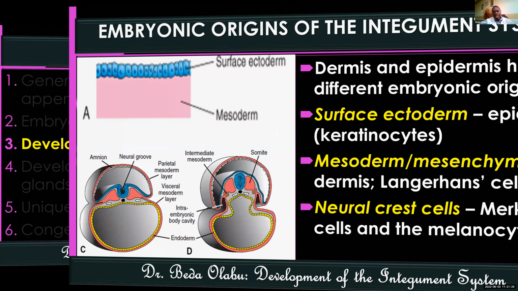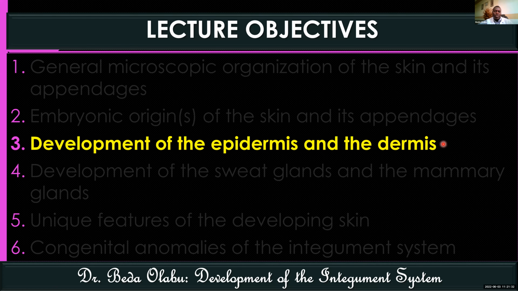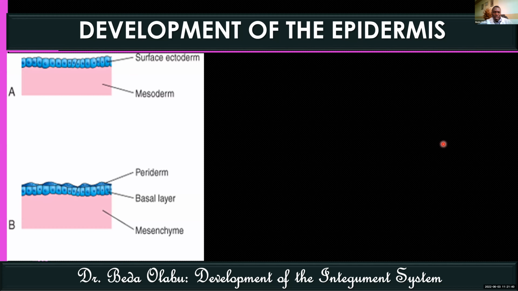So that being the embryonic origin of the skin, now we can talk about the development of the two layers of the skin. Let's start with the development of the epidermis.